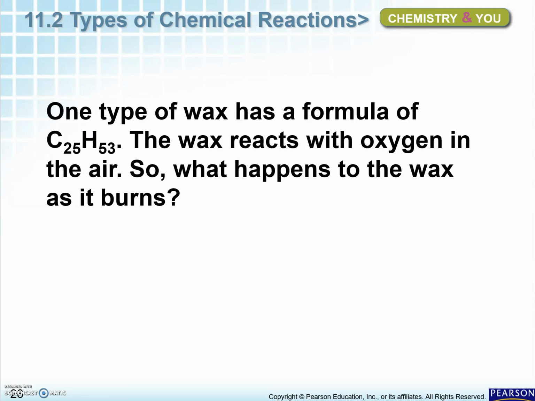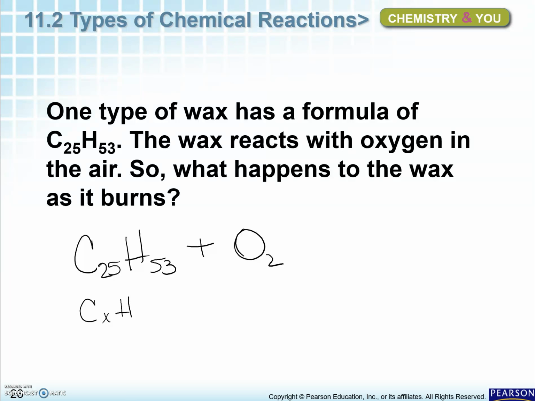So let's take a look at one type of wax that has a formula of C25H53. See, those x's could be any number. It says that it reacts with oxygen in the air. So what do you think is going to happen? Remember, this must be some sort of combustion reaction. Take a look at just our reactants. It said that our wax reacts with, that's hard to say, oxygen.